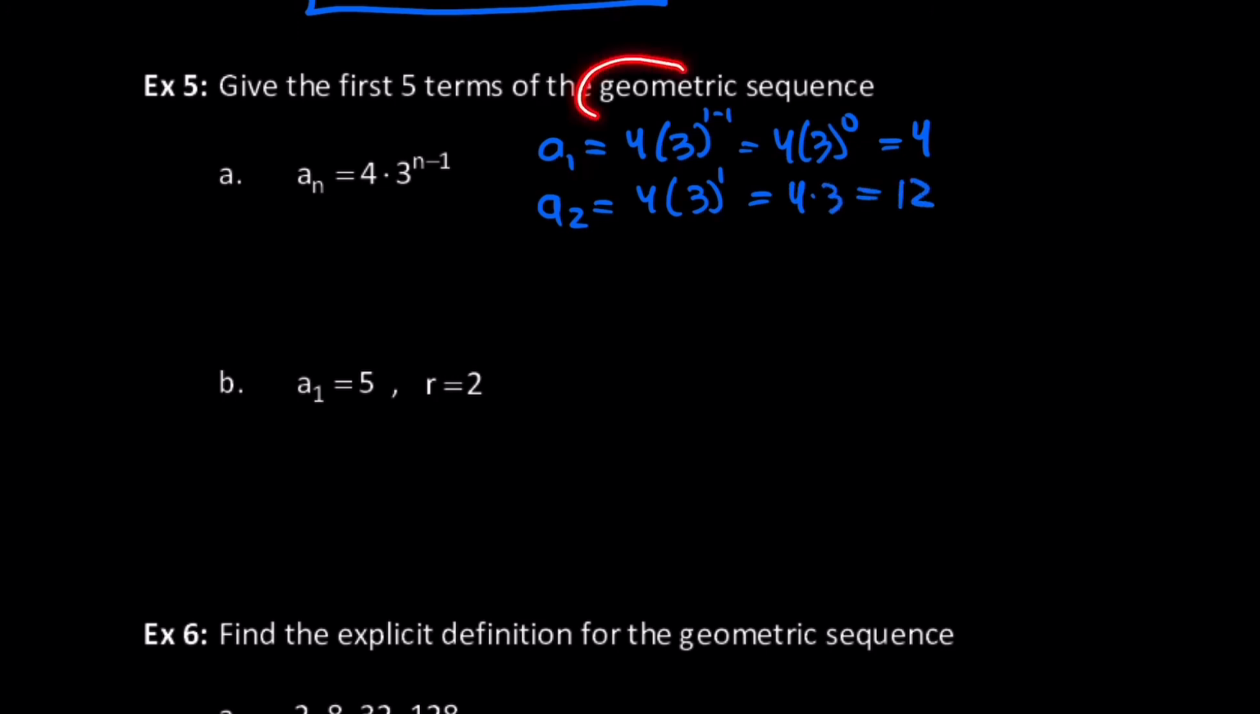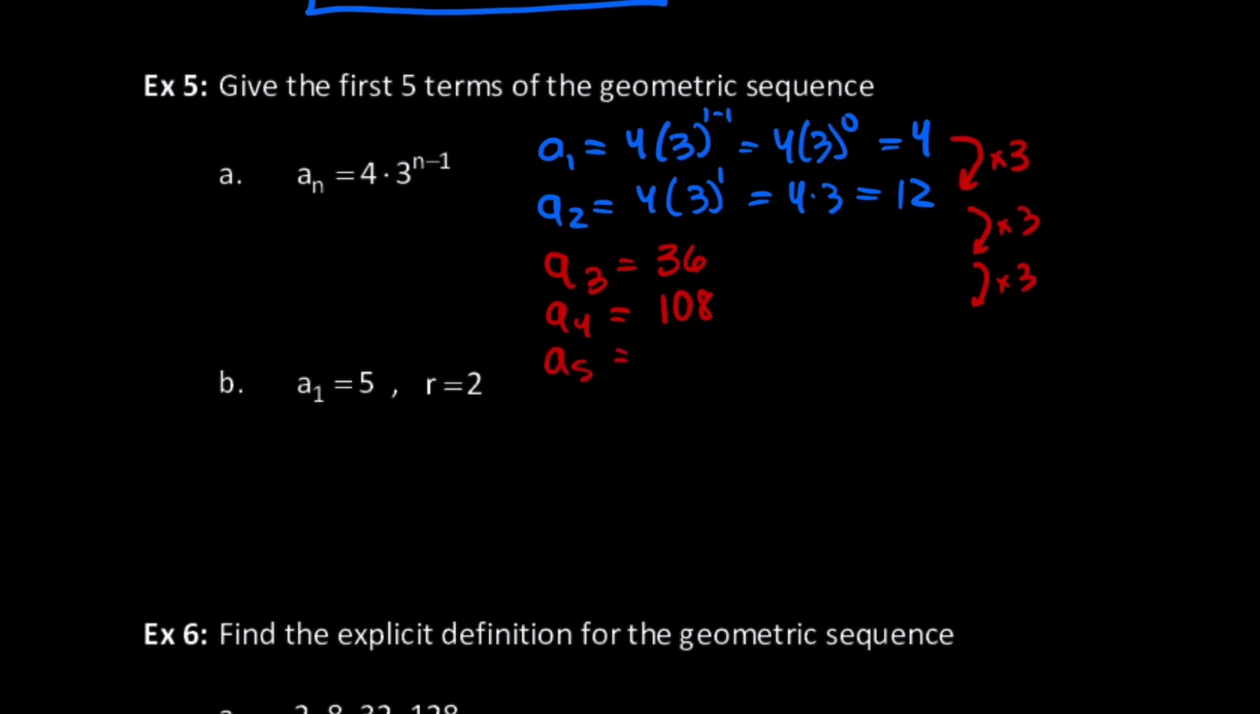Since they told me it's geometric, right now I can take a look and say, oh, I'm multiplying by 3. So to find my other terms, I just have to keep multiplying by 3. So I can do that without plugging in anymore. A sub 3 is 12 times 3, 36. A sub 4 is 36 times 3, which is 108. And a sub 5 is 108 times 3, which is 324. Okay, so there are the first 5 terms for that.